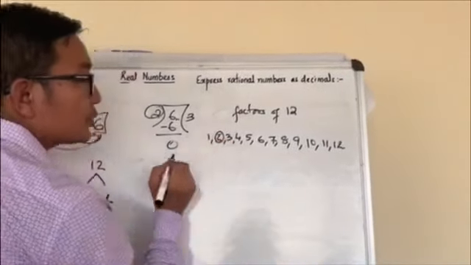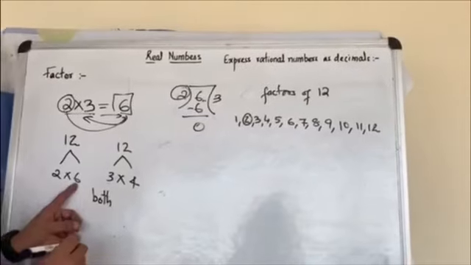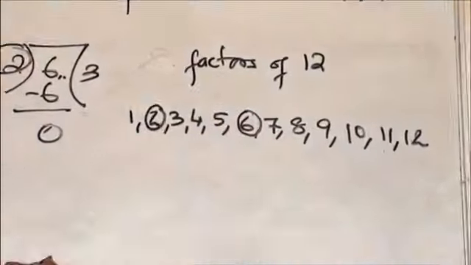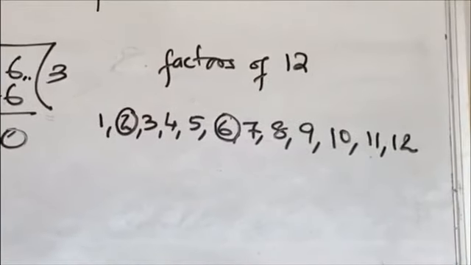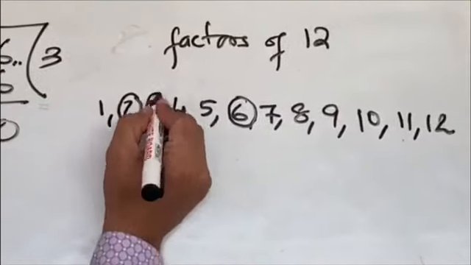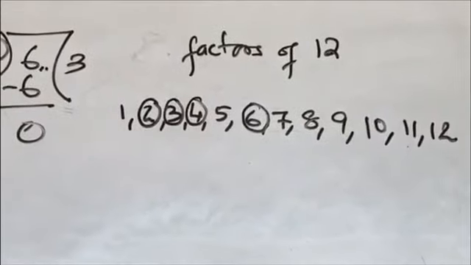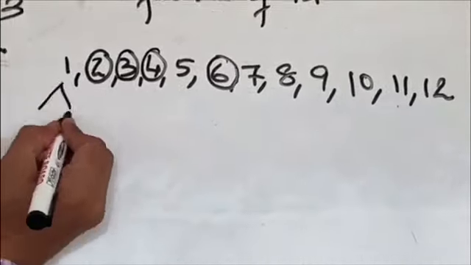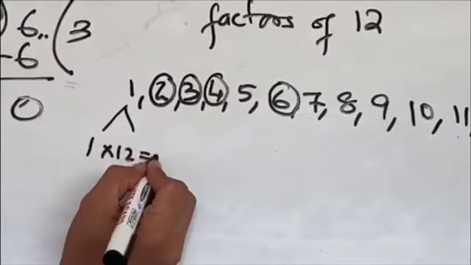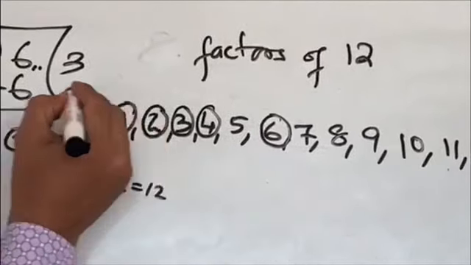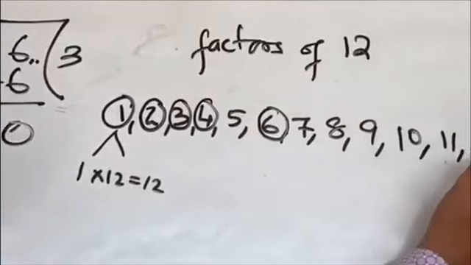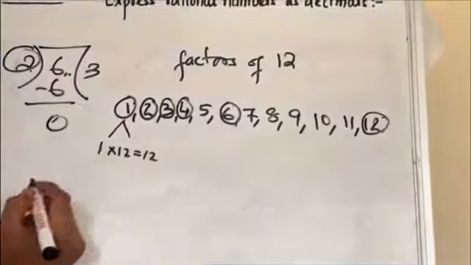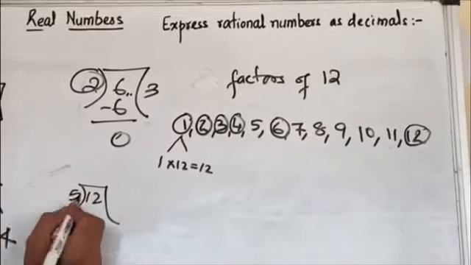So 2, 6, 12 are factors of this number. 3 4s are 12, these are factors too. First take 1: 1 divides 12, 12 1s are 12, so 1 is also a factor of 12. Next take 5: 12 divided by 5, 2 5s are 10, remainder 2.